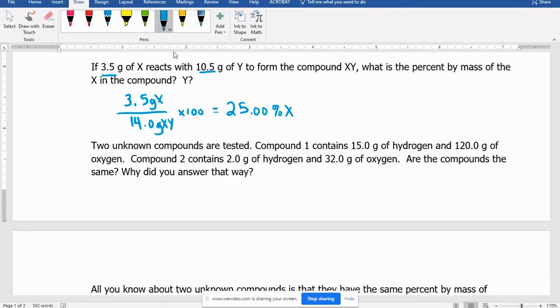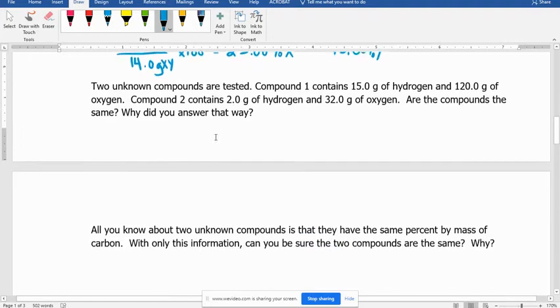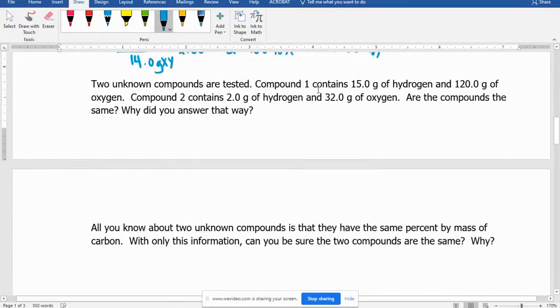Again, you can put 10.5 over 14 and come up with 75%, or since there's only two things involved here, you could just take this 25% and subtract that from 100, and that would give you your 75% Y. And really, if we wanted to do that to the hundredths place, we probably should write it out properly. So 75.00% Y.